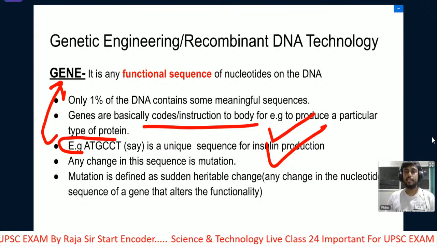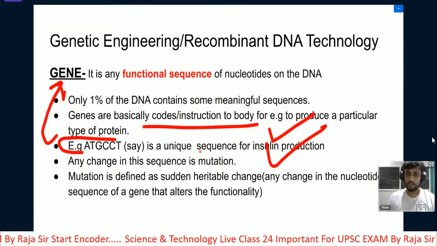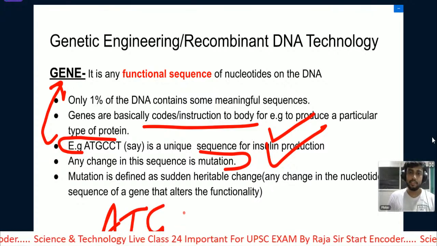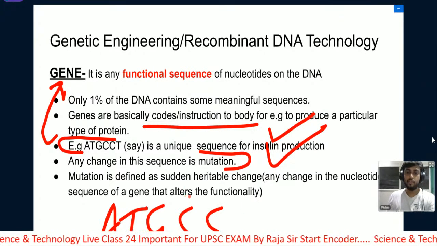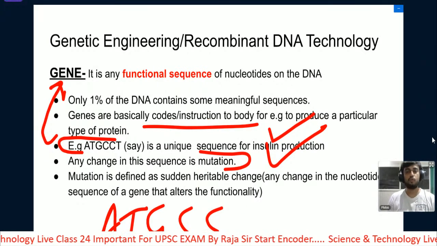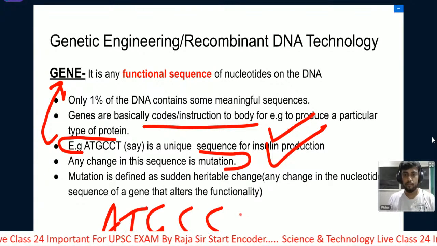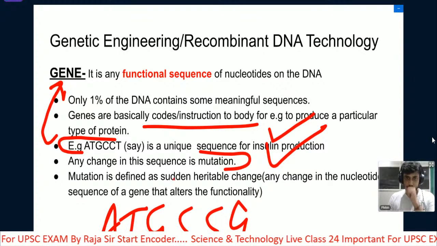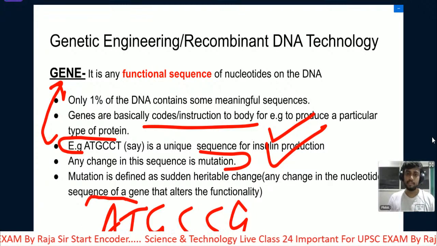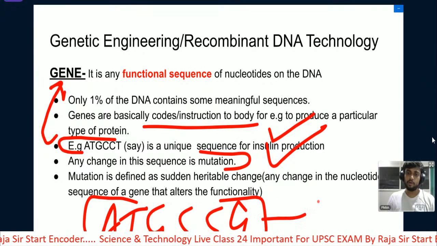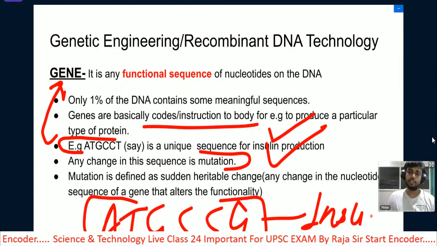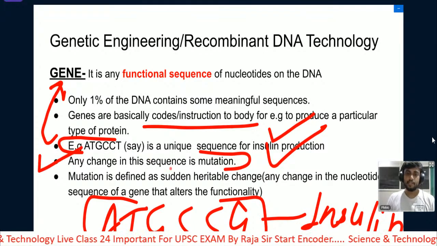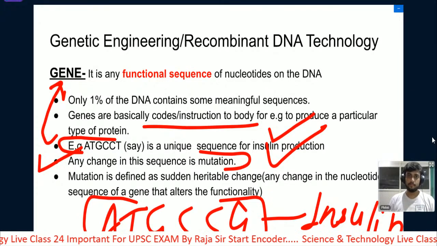And any change in this sequence is mutation. Suppose we have this A, T, G, C, C, and with T, this was the functional sequence for the production of insulin. If T is replaced by G, then it will not produce insulin. This gene is different. So any sudden change in this sequence is mutation.